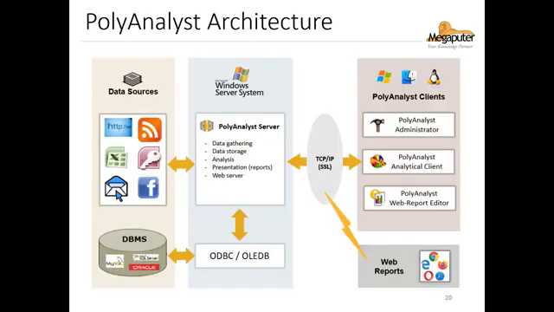So this diagram here on this slide is a more detailed version of PolyAnalyst client server architecture. In the center, we have our separate Windows server that is running the PolyAnalyst server, which is the agent that actually gathers, analyzes, and stores the data. On the left, we see how outside data sources and databases can be accessed by the PolyAnalyst server. And over on the right, we see some examples of client applications you could use to pass requests to the PolyAnalyst server.